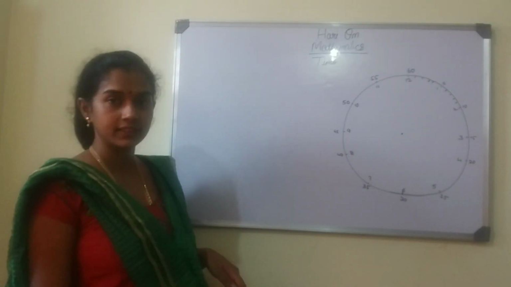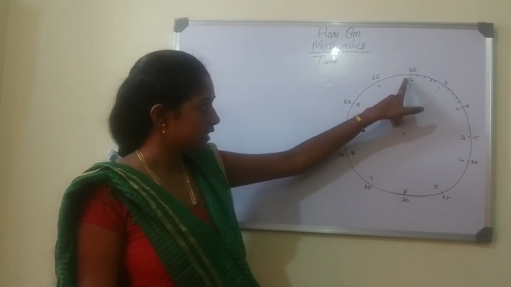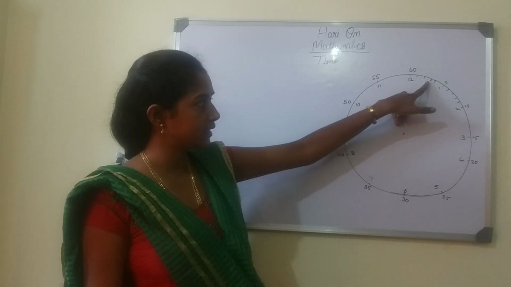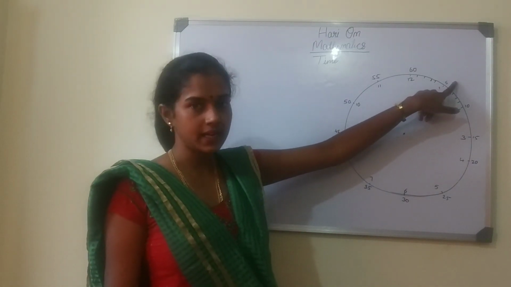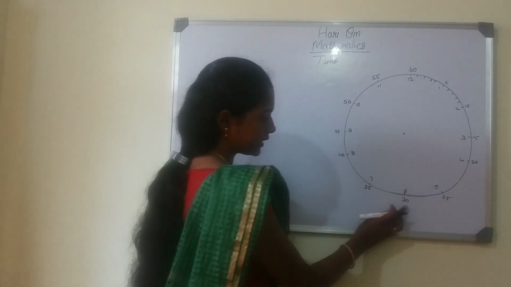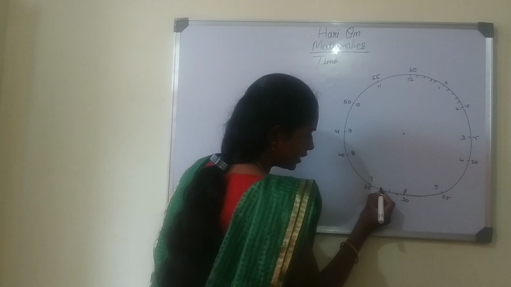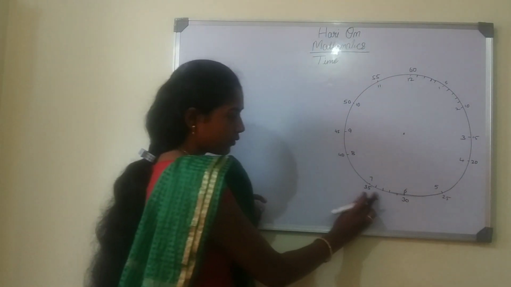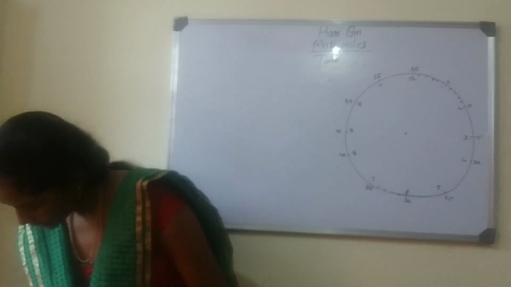So we had learnt it. In between there are 5 lines, that is here 0, 1 minute, 2 minutes, 3 minutes, 4 minutes, and when it comes to the next number it will be 5 minutes. If it is here 30, here 31, 32, 33, 34 and then 35. Okay children, so let us see now.